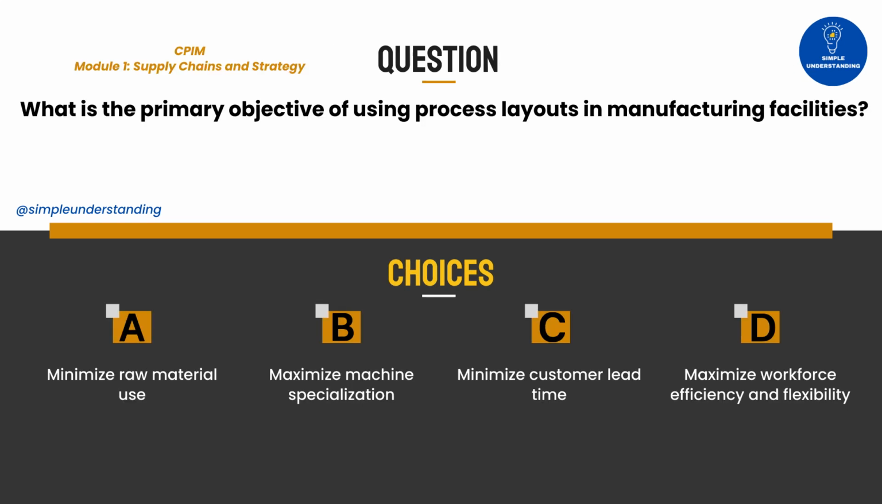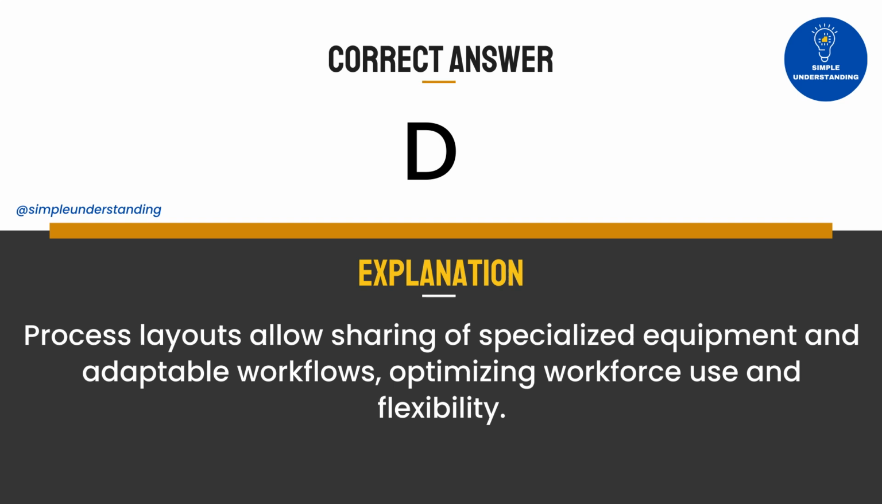Question 25. What is the primary objective of using process layouts in manufacturing facilities? A. Minimize raw material use. B. Maximize machine specialization. C. Minimize customer lead time. D. Maximize workforce efficiency and flexibility. Correct answer, D. Explanation. Process layouts allow sharing of specialized equipment and adaptable workflows, optimizing workforce use and flexibility.